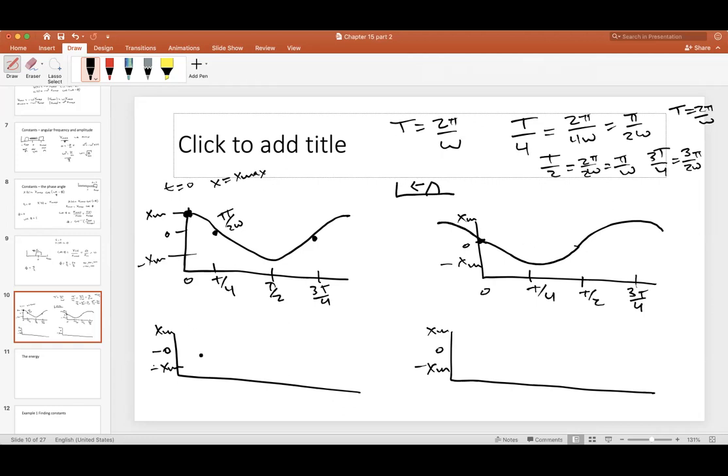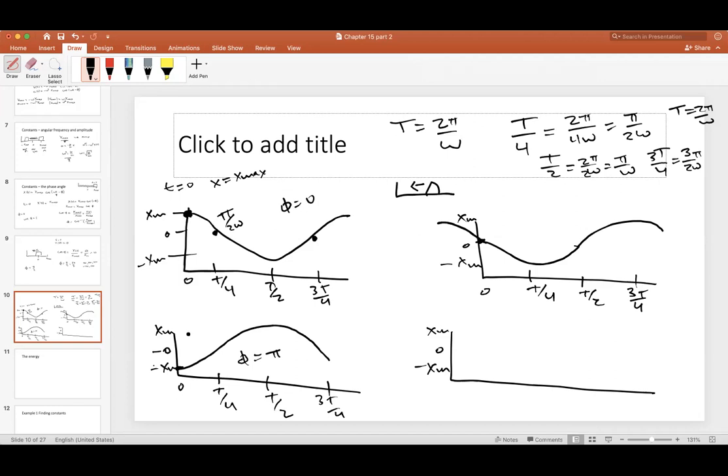Now, if I started at negative x max, again, T over 4, T over 2, right? 3T over 4, it starts at negative and it's going up and it comes up and it starts to go back, right? So this is when phi is negative. I'm sorry, not negative, although it could be, is pi. Because cosine of pi is -1. And this is when phi is 0. Because cosine of 0 is 1.